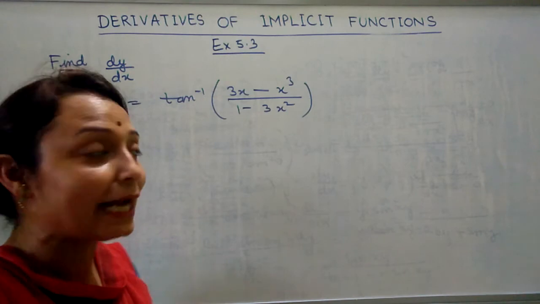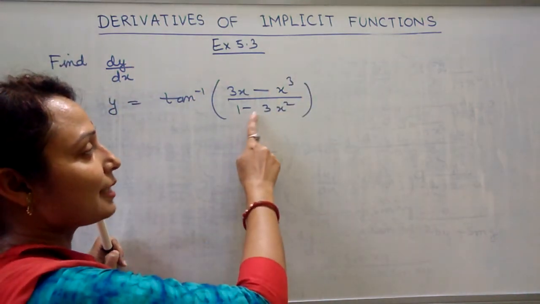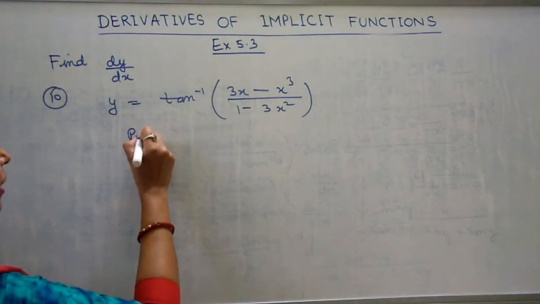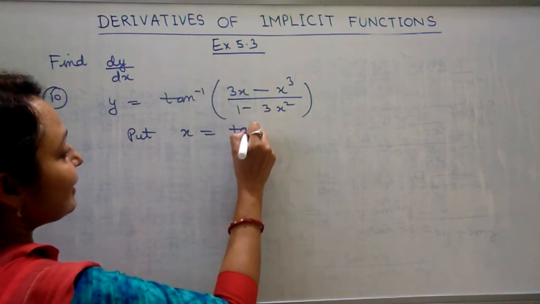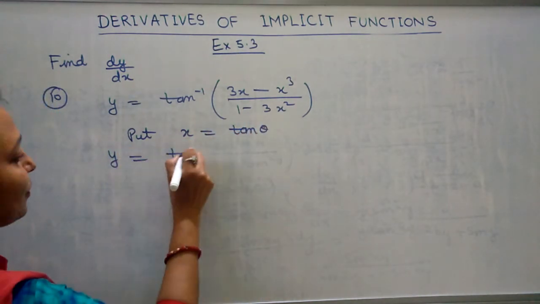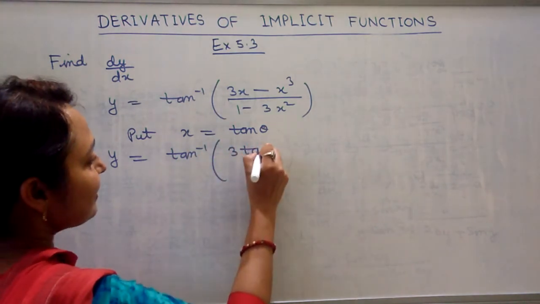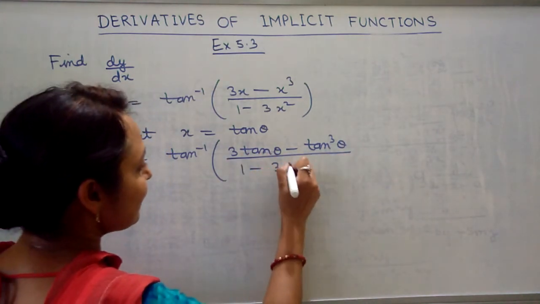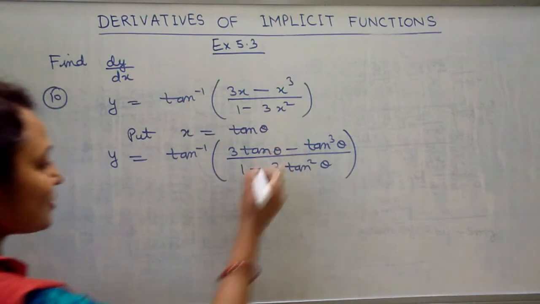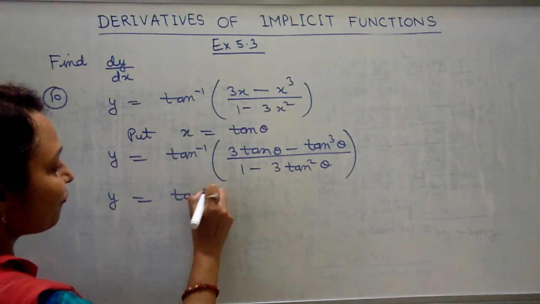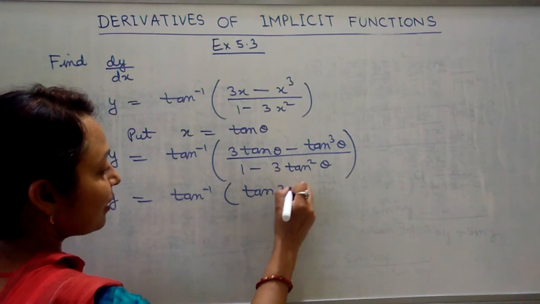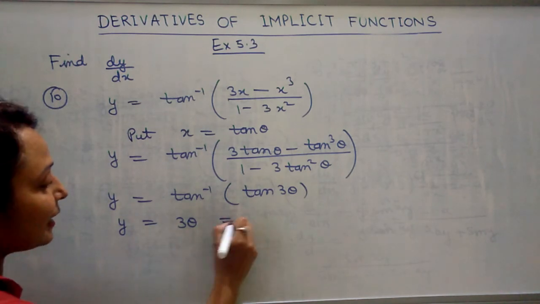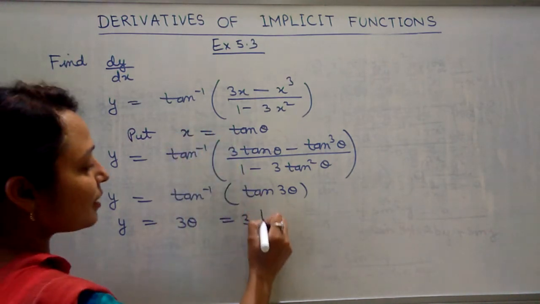I know 3 tan theta minus tan cube theta upon 1 minus 3 tan square theta is the formula of tan 3 theta. So I will put x is equals to tan theta. Then y is equals to tan inverse of 3 tan theta minus tan cube theta upon 1 minus 3 tan square theta. I will put the values of the formula, that is tan 3 theta. The property says that y is equals to 3 theta, and I will change this theta in the form of tan inverse x.